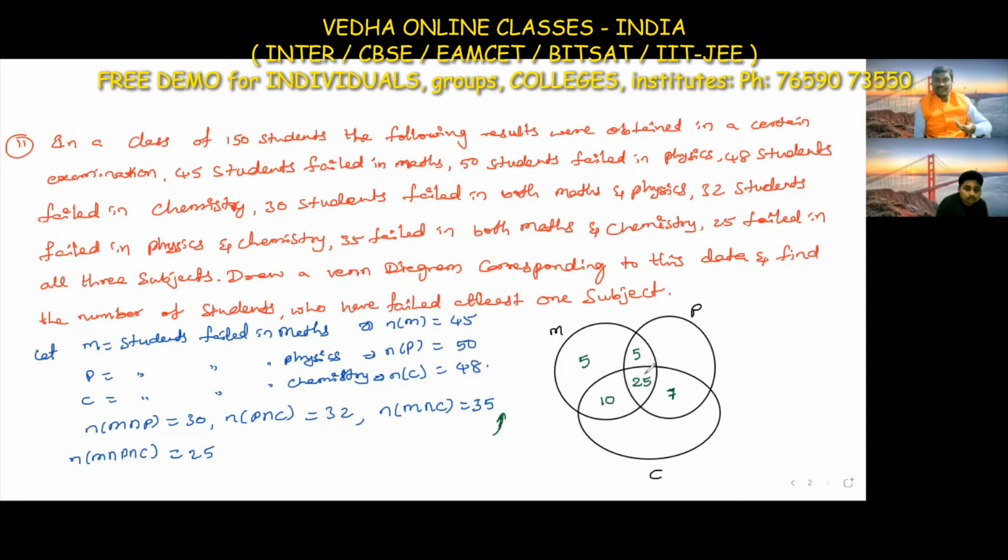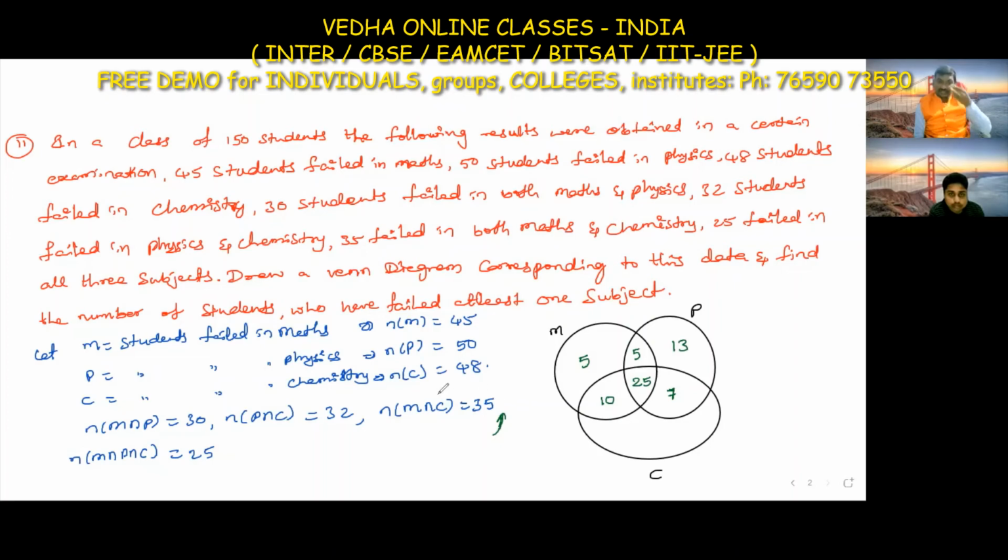N of p is 50. So add this physics subject: 25, 5, 30 and 7, that is 37. Subtract 37 from 50, that means 13. 13 students failed in only physics. Total overall 50 students failed in physics.